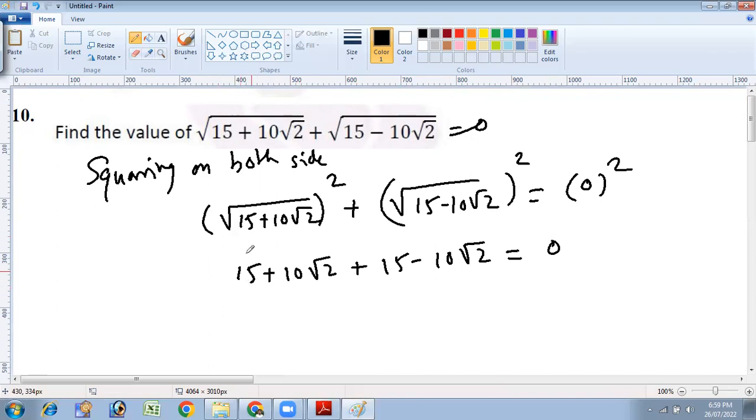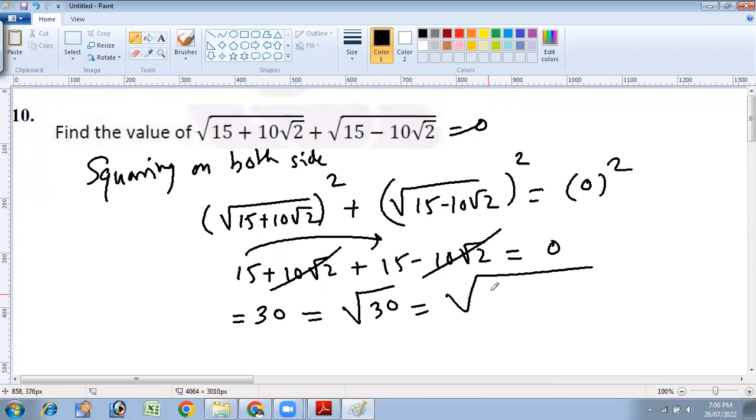Now look here, 15 plus 15, 30, and this 10 root 2, plus and minus get cancelled. So what value are you getting? You are getting here 30, but you want again the square root. Taking square root, what value will you get? Take the square root of 30. Square root of 30, then we can say 3 multiplied by 2 multiplied by 5 it is. Understand what I want to show. So your answer is this only. Root 30 is your answer.